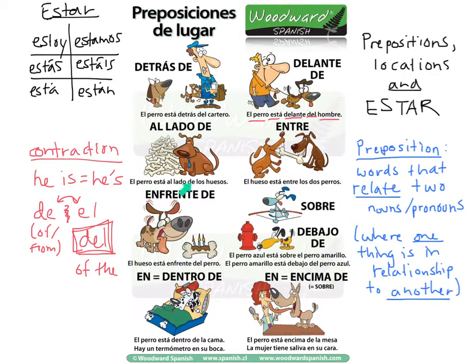El perro está al lado de los huesos. So the dog is next to the bones. El hueso está entre los dos perros. So the bone is in between the two dogs. El hueso está enfrente del perro. So the bone's in front of the dog.